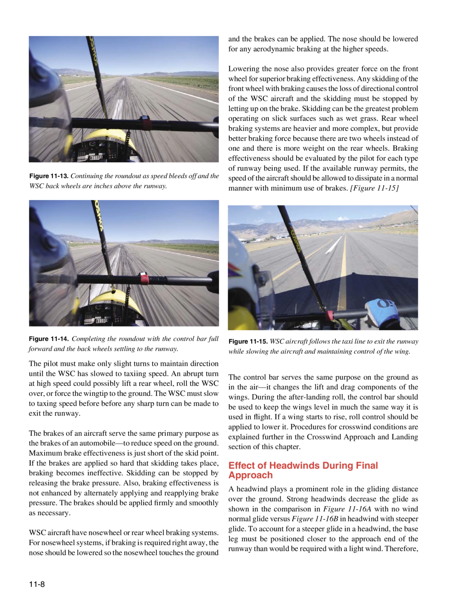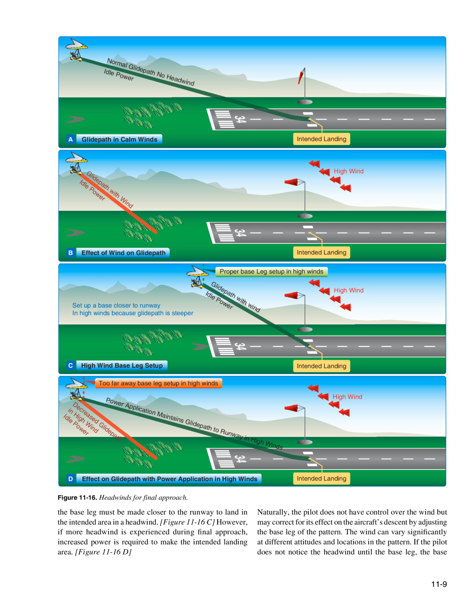Effective headwinds. During final approach, a headwind plays a prominent role in the gliding distance over the ground. Strong headwinds decrease the glide as shown in the comparison in Figure 11.16a with no wind normal glide versus Figure 11.16b in headwind with steeper glide. To account for a steeper glide in a headwind, the base leg must be positioned closer to the approach end of the runway than would be required with a light wind. Therefore, the base leg must be made closer to the runway to land in the intended area in a headwind.